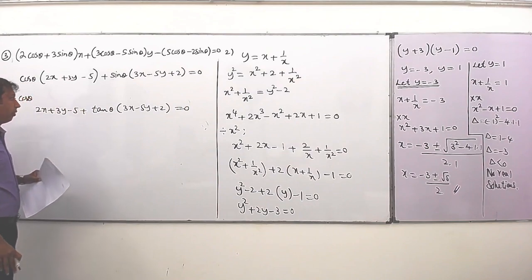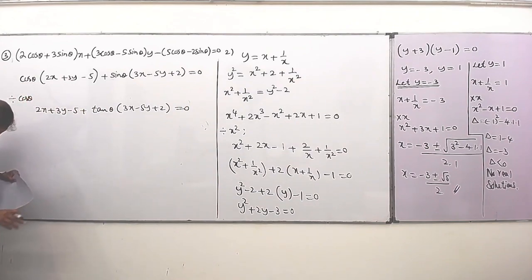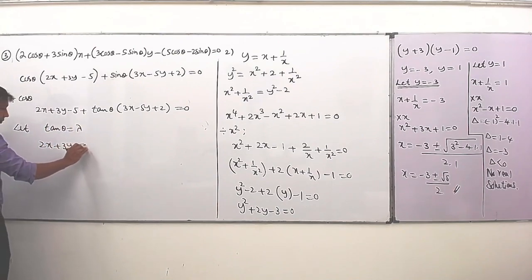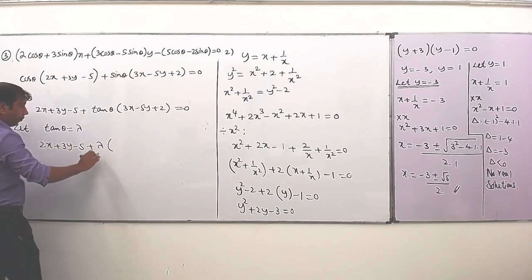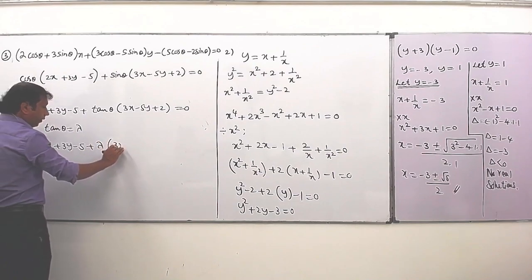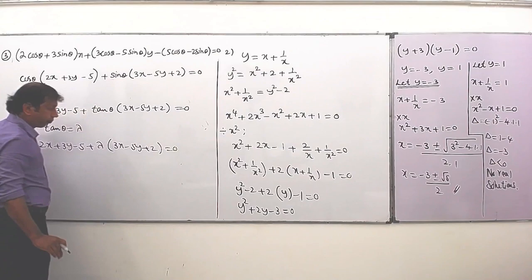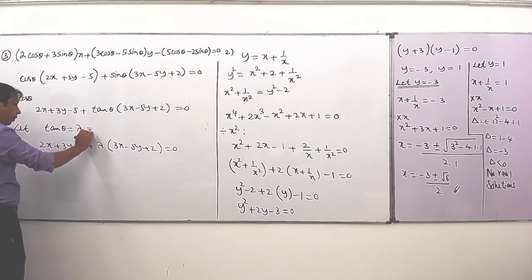This theta is a variable, therefore tan theta is also a variable. Let tan theta equal lambda. Then this takes the form 2x plus 3y minus 5 plus lambda times (3x minus 5y plus 2) equals 0. This lambda is a parameter now.